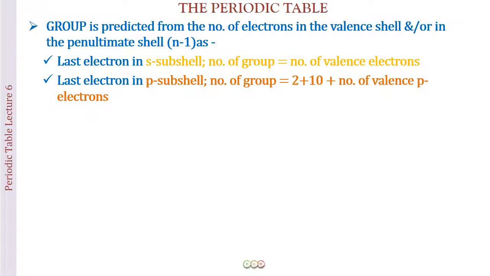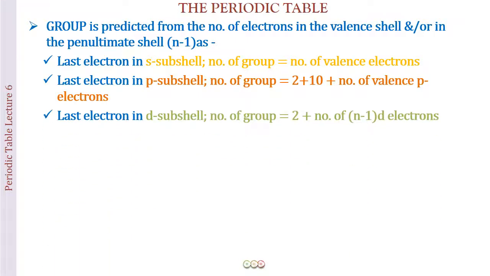Then we come to the last electron in the p subshell. Here the group number is going to be equal to 2 plus 10 plus the number of valence p electrons, right? So this 2, do you know where it has come from? This has come from the filling of the s orbital, and then the 10 for the filling of the d orbital. And these are filling before the p electrons, as far as you understand the periodic table, right? So we are going to simply add 12 to the number of valence p electrons to get the group of the p block elements. Fine.